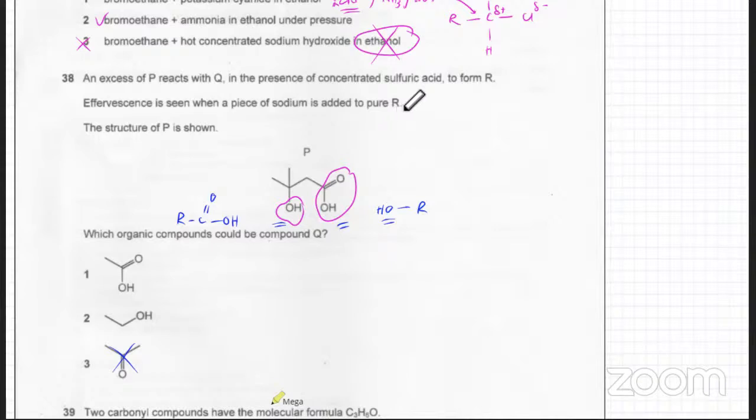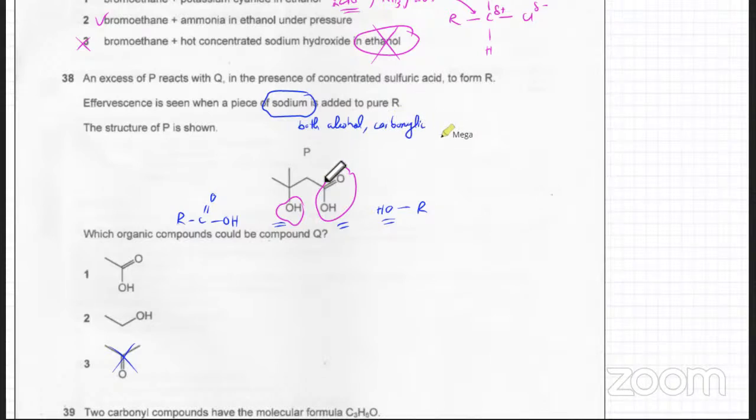Effervescence is seen. तो वो जो ester बन रहा है ना R, it still has a carboxylic acid. That's why effervescence is seen when a piece of sodium is added. Now, the thing with sodium is that sodium reacts with both alcohol, it does lead to effervescence with that as well, and it also reacts with carboxylic acid. Sodium is capable of reacting with both.